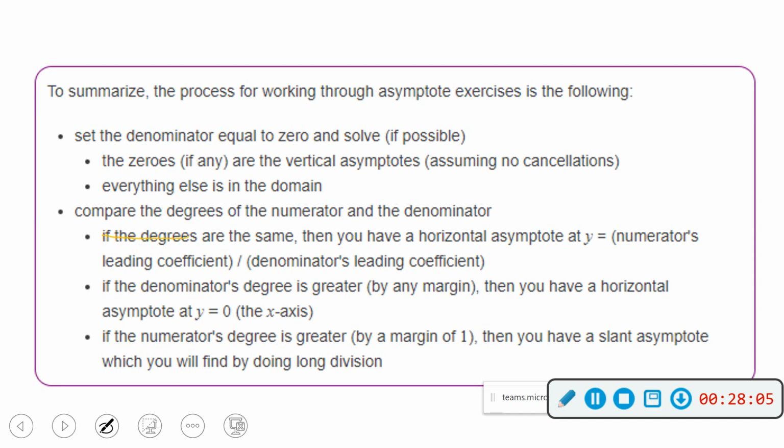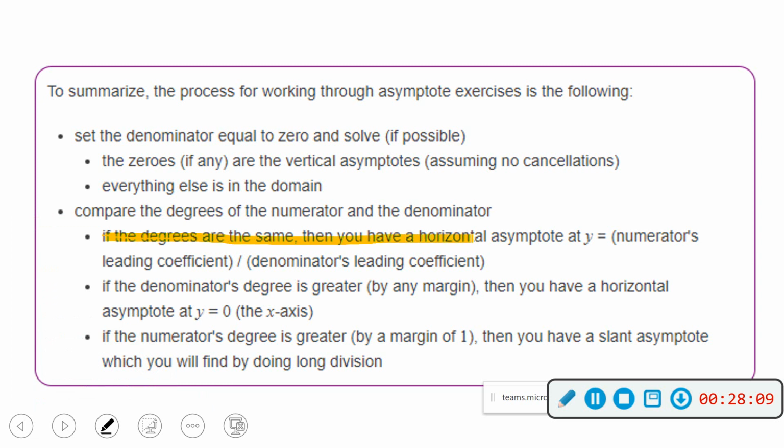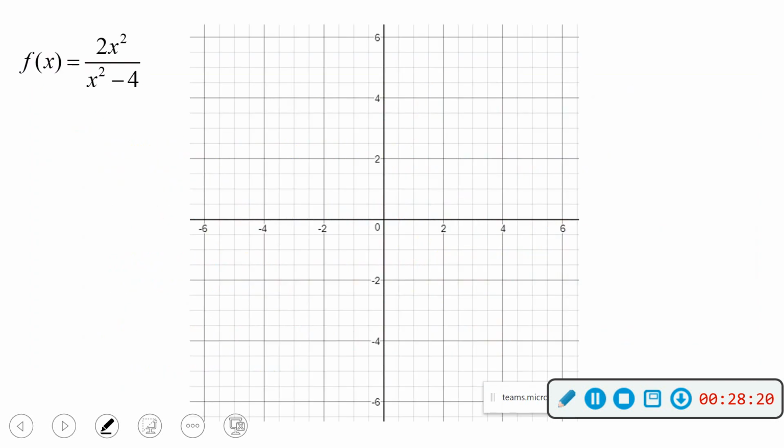If the degrees are the same on the top and the bottom, then it tells us exactly what we have to do to find the horizontal asymptote, okay? That's where you'd refer to this step. All right, now we're going to do this together. Easier than you think, by the way.